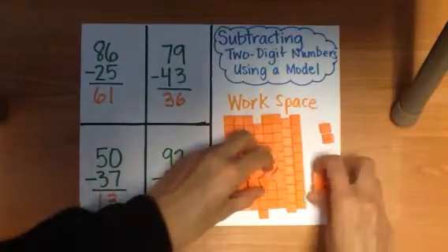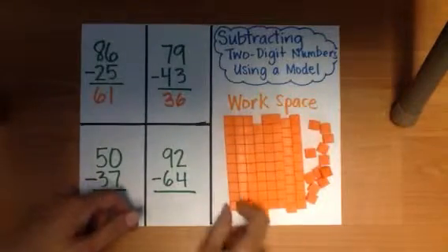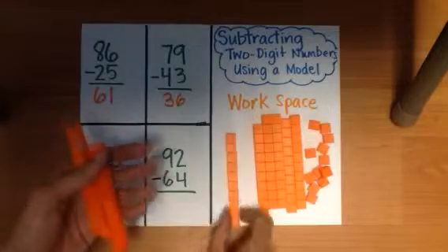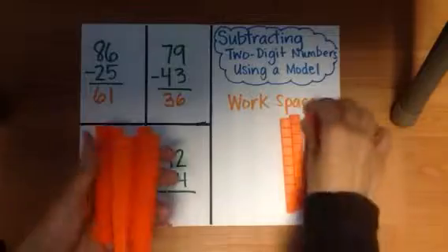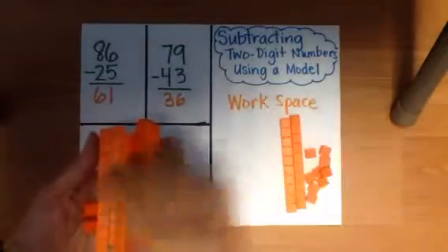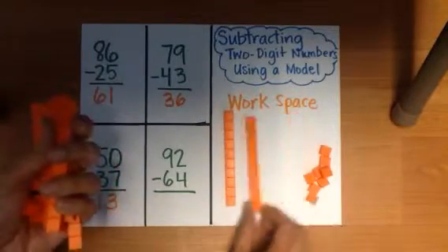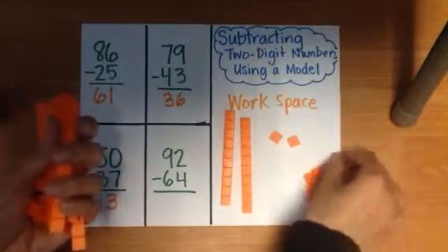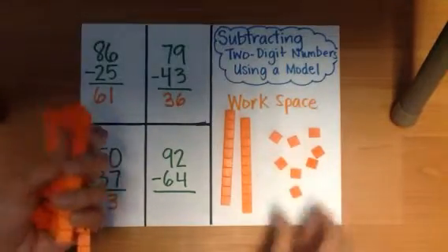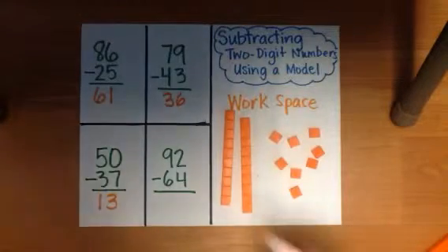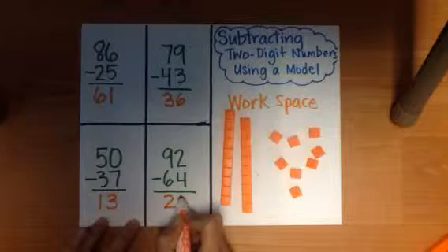All right, now we can do the problem again. Let's take away 64. 10, 20, 30, 40, 50, 60, 61, 62, 63, 64. Let's count what's left. 10, 20, 21, 22, 23, 24, 25, 26, 27, 28. Let me write that down. 92 minus 64 is what? 28.